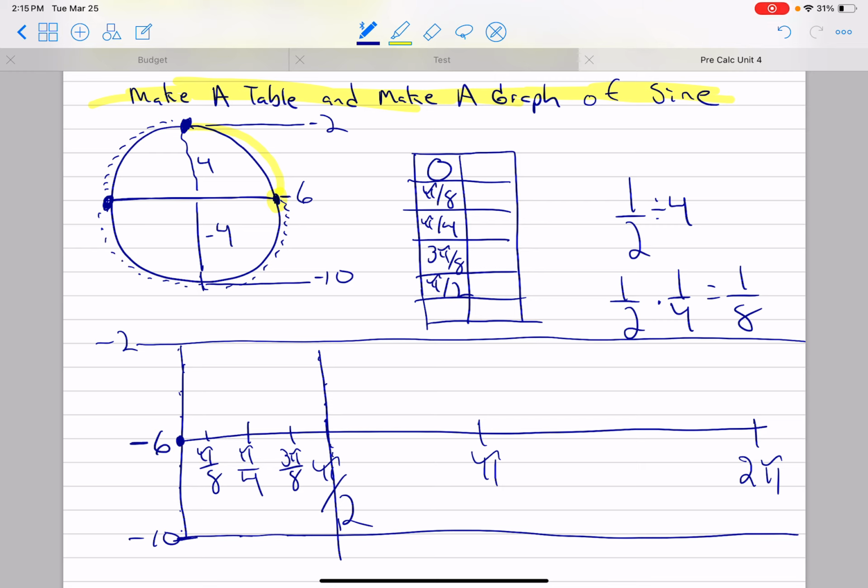All right, so when I'm at my first stop 0, I'm at -6. When I'm at my second stop pi over 8, I am at -2, right? I'm up here. My third stop, I'm right here, and I am back at -6. So my third stop, which was pi over 4, I'm back at -6. And my fourth stop moving around, which is back over here, I am at -10. I'm all the way down here. And my final stop, my fifth stop, I am back to the midline at -6.